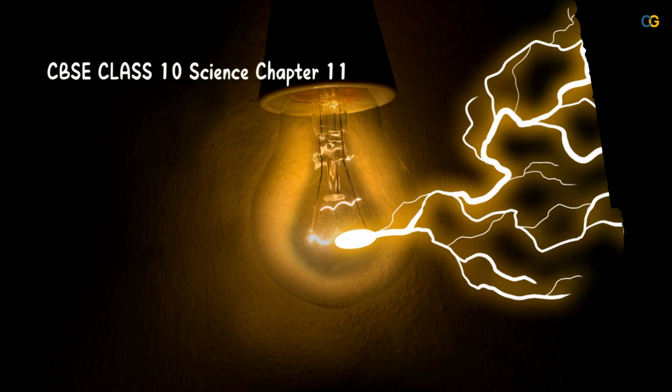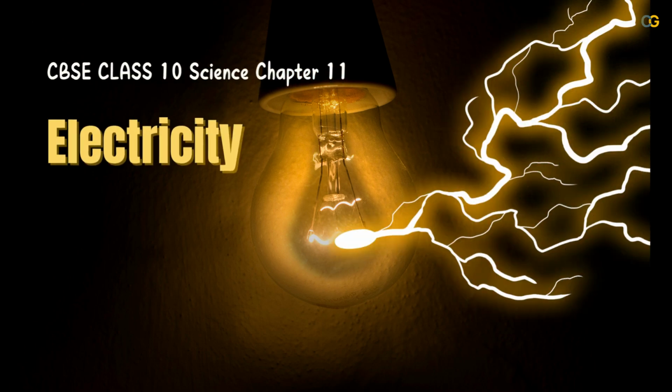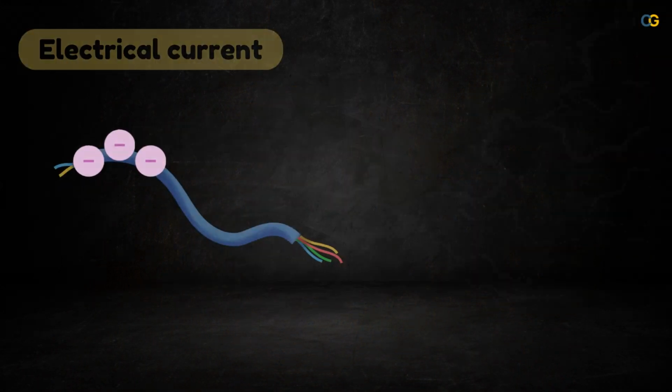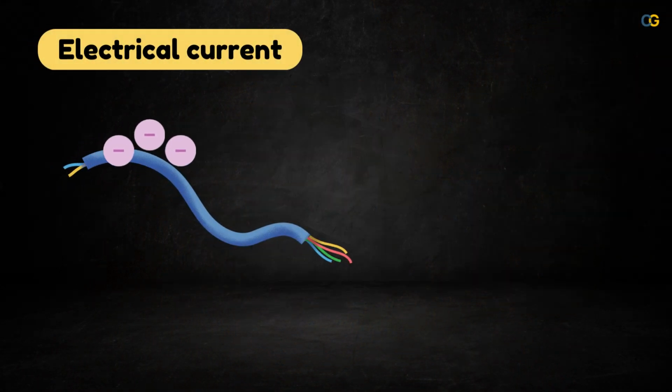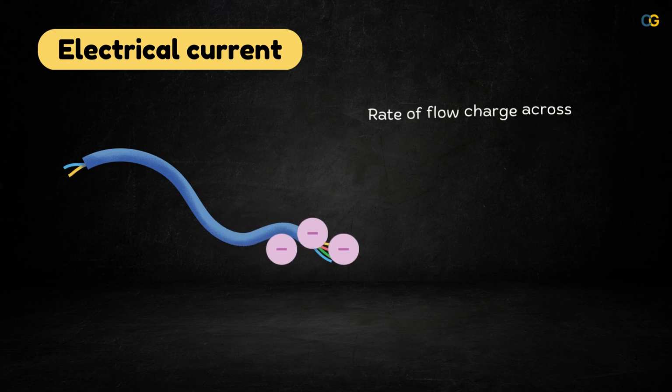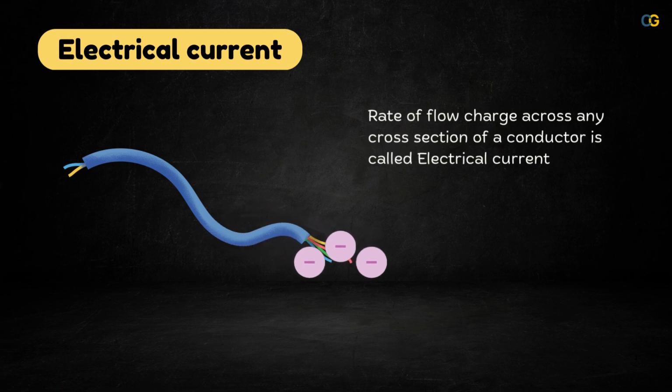Let us master the CBSE Class 10th Science Chapter 11 Electricity. What is electric current? We know that electrons flow through a conductor. The rate of flow of these charges across any cross section of a conductor is called electric current. It is given by Q by T, where Q is the charge and T is the time.